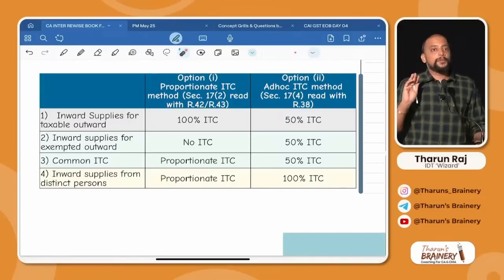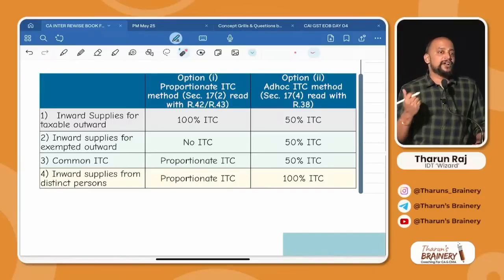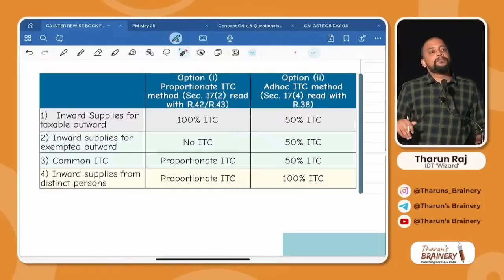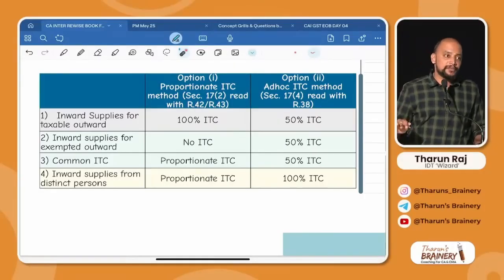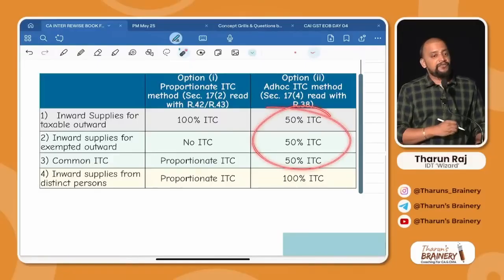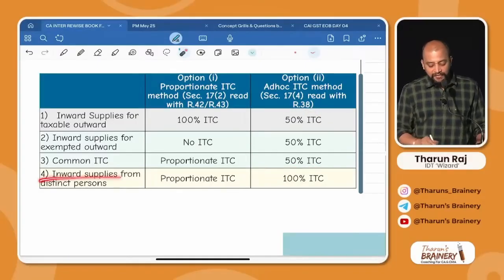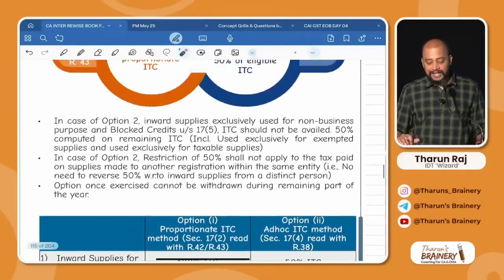Can you remember these 2 options? Option 1 is like the regular one, so far what we discussed. Option 2, what is the difference? Fully used for taxable, fully used for exempted, partly used for taxable and partly used for exempted, in all cases we will get only 50% ITC. Inward supply from a distinct person, 100% ITC.